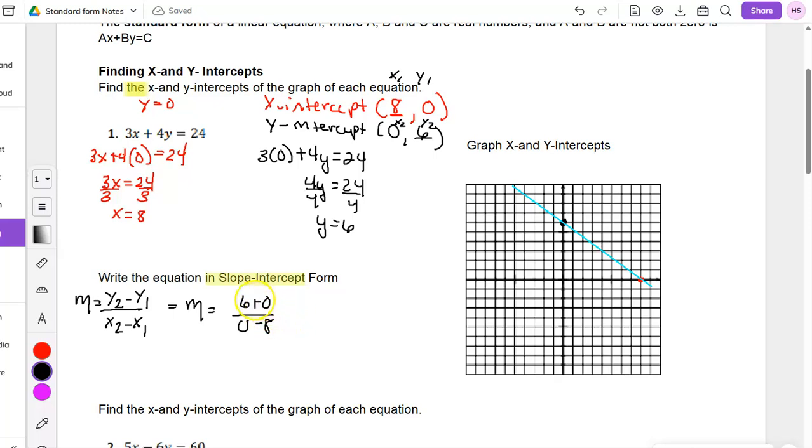I'm going to do plus, I don't have a negative 0, plus a negative 8. 6 plus 0 is 6. 0 plus negative 8 is negative 8. That makes sense. It's going to be a negative slope because if I read this left to right, my slope is going down. So it is negative. And I can simplify this by 2 halves. And I get negative 3/4. So my slope is negative 3/4.